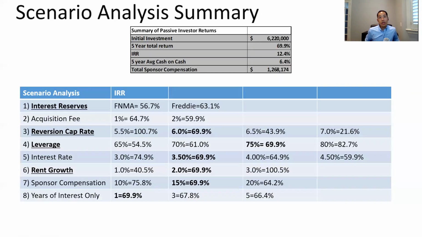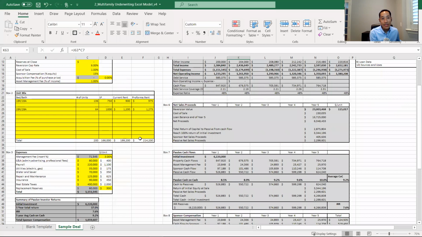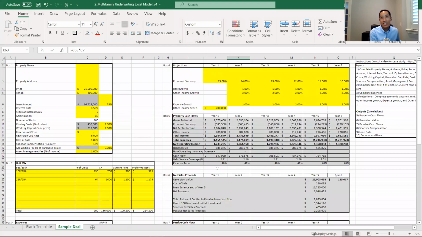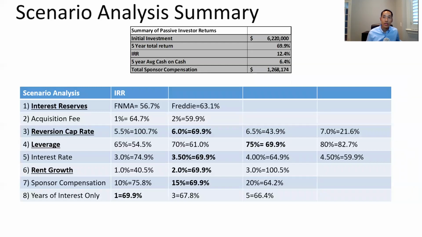And so here's a summary of all these different scenarios, right? So there's a million different scenarios. I mean, you guys can get this model and you can adjust price, rehab, amortization, closing costs, working capital, even your pro forma rents and your expenses. So all those things can change, right? But I wanted to highlight some of the things that you should be looking at at a high level. I think the 3 or 4 that are really big ones.